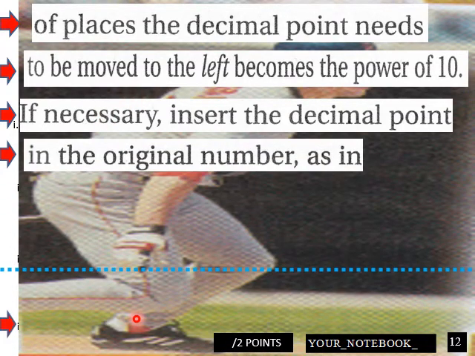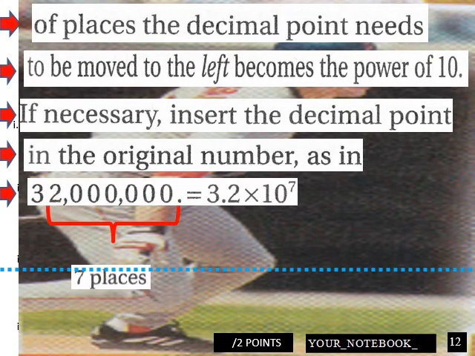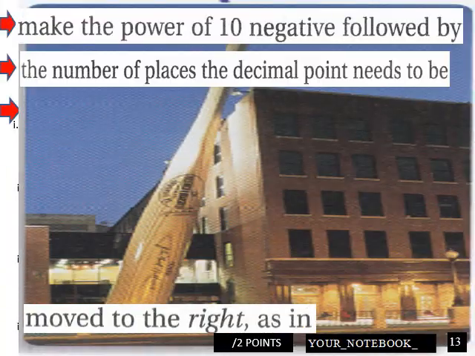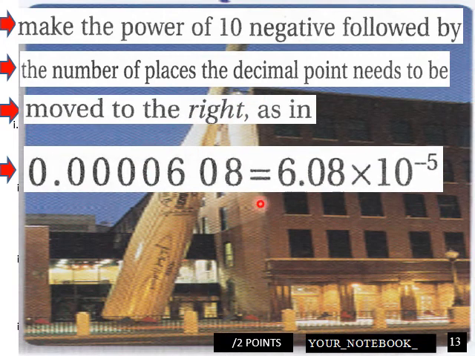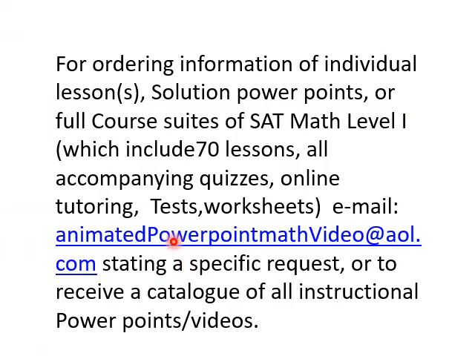If necessary, insert the decimal point in the original number, as in here. 3.2 times 10 to the 7. We got 6 here and then 1 digit here. If the number is between 0 and 1, make the power of 10 negative, followed by the number of places the decimal point needs to be moved to the right, as in this number here, 6.08 times 10 to the negative 5. So we're 5 digits to the right of the decimal.